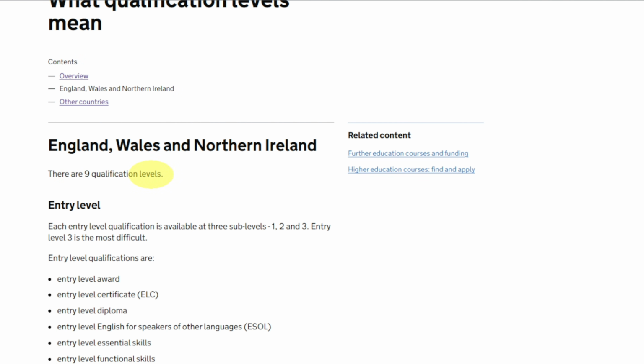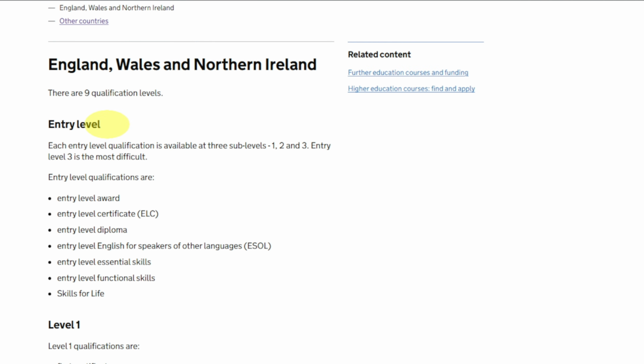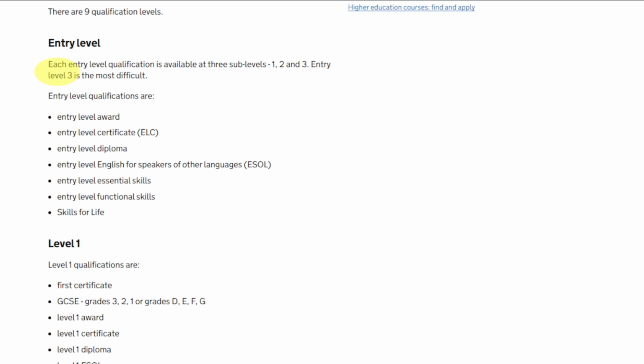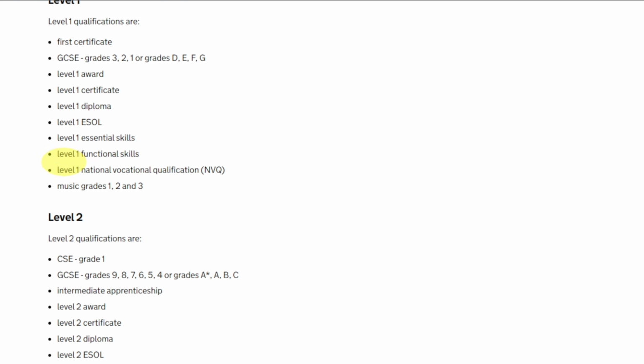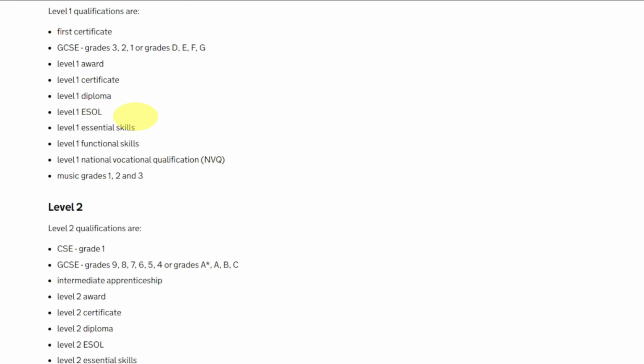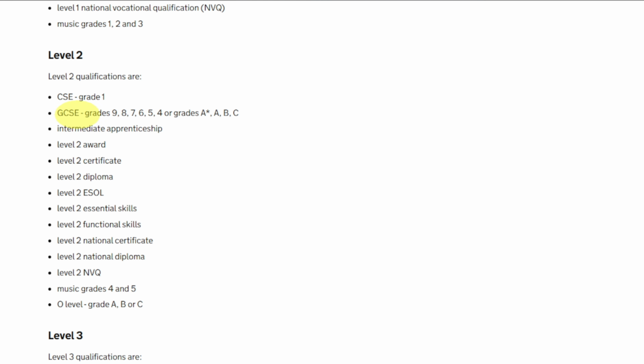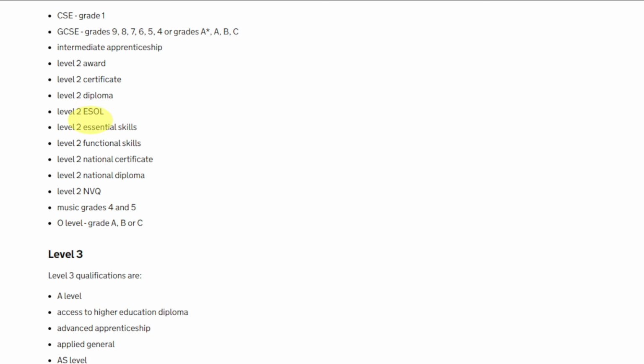There are 9 qualification levels. The entry level is basically 1, 2 and 3. Level 3 is the most difficult of the entry levels. If we see level 1, if you have GCSEs, a level 1 award, diploma, or TSOL, all these are level 1. Level 2 is GCSE grades 9, 8, 7, 6, 5, 4. They have also provided the level 2 diploma, essential skills, all these things.